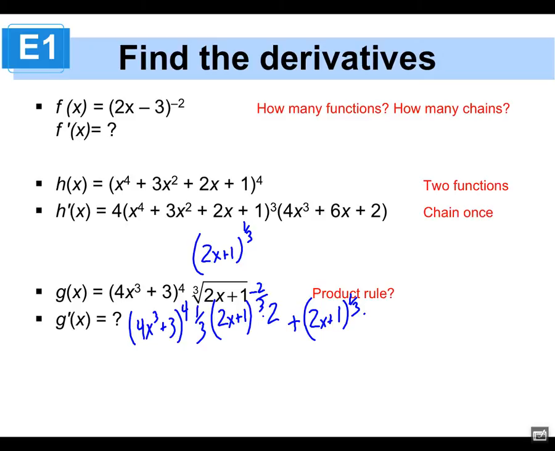times the derivative of the first. So 2 functions, 1 chain. Bring the 4 down. Reduce the power by 1. Chain on 12x squared. So those we just do the product rule, except when we multiply it, we have to do the chain.